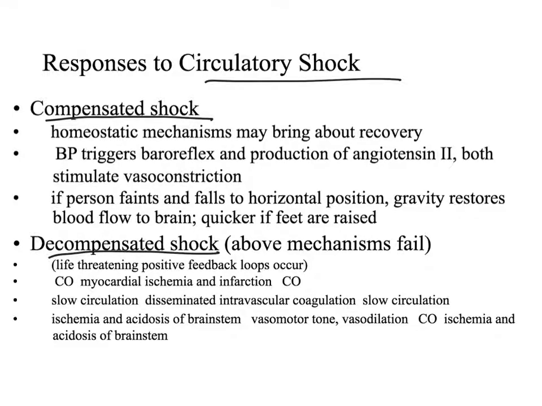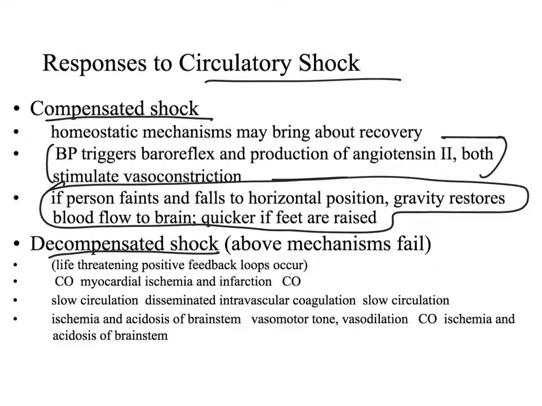Compensated shock is when your body is able to recover from it. So it uses some homeostatic mechanisms to recover. We're going to talk about this here in the next set of notes. But an example of compensated shock would be if you faint. Okay, so if you're not getting enough blood to your brain and you faint, so you go flat then, right? So it's much easier for blood to get to your brain, okay, and for you to wake up than it would have been if you were sitting up. So that's a form of compensation.